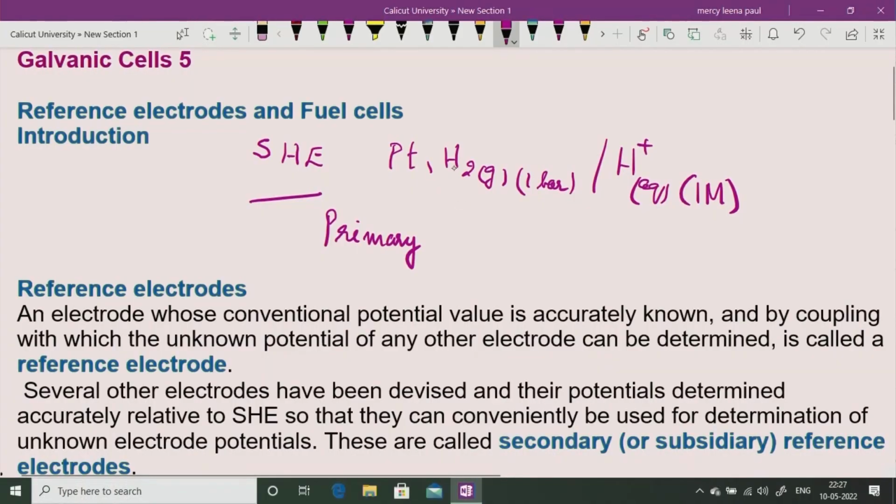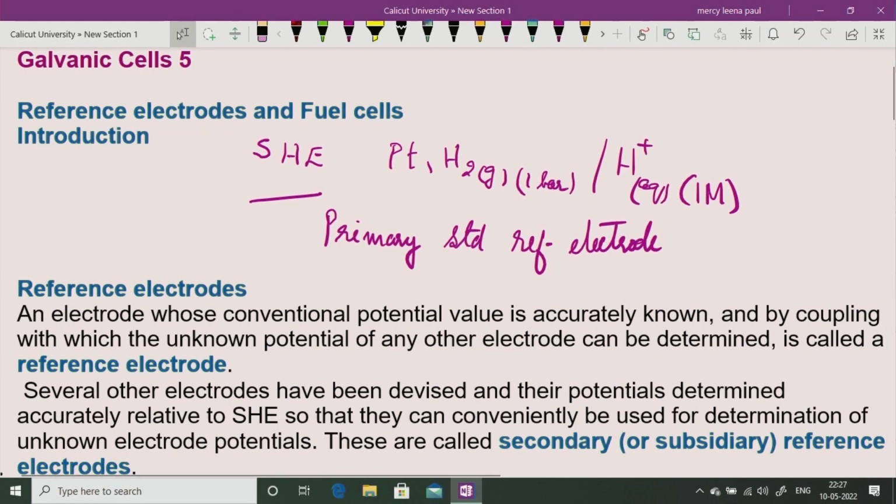So, we are going for some other reference electrodes which can be easily set up, and we can use them as reference electrodes. Now, we have two types of reference electrode. One is the standard hydrogen electrode, which we call a primary standard reference electrode. So, this is the primary one.